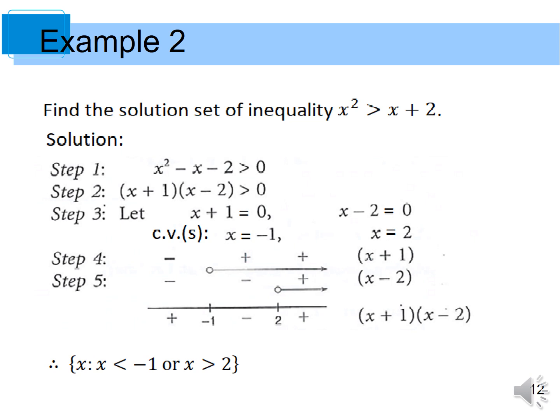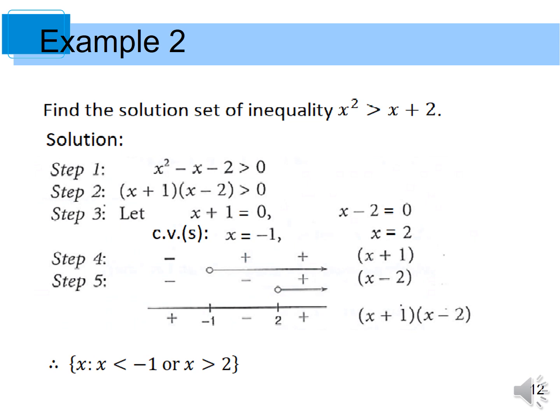And third step, find the critical values. Let the first two factors equal to 0, and we have critical values of -1 and +2. Step 4: draw the number line. For this x-axis, -1 is here, and x equal to 2 is here.